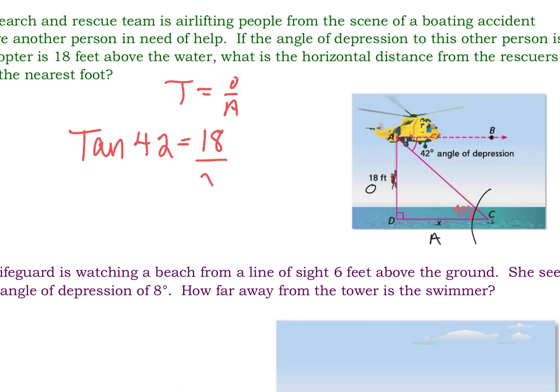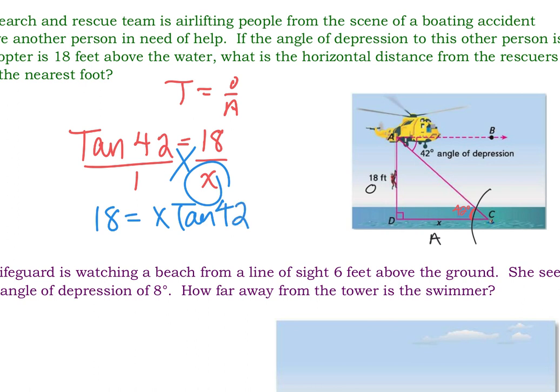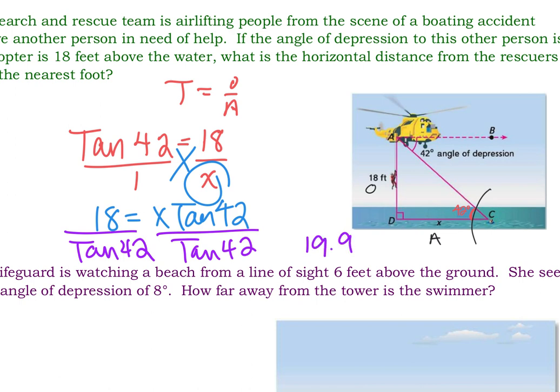18 over x. Good. Put your 1 on bottom. 1 times 18 is 18. Always bottom first. X tangent 42. All right. Do I need to divide or am I good to go? Got to divide. Thank you. Tangent 42. This one's going to the nearest foot. So what's our number here? 19.99. If I'm rounding that to the nearest foot, it's going to be 20. Correct. We're rounding it to that spot there. This is going to be 20.